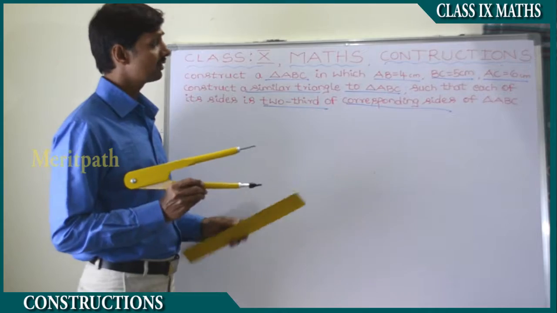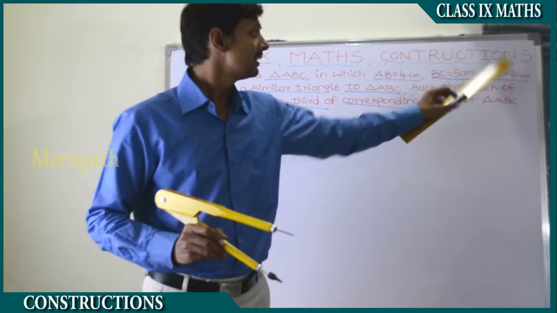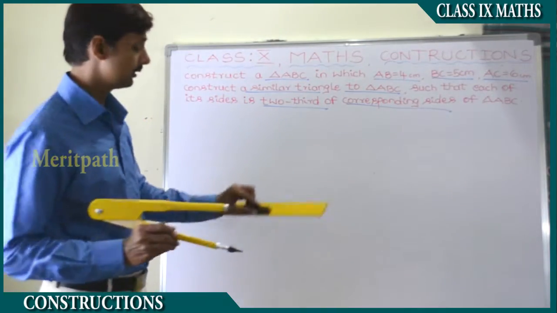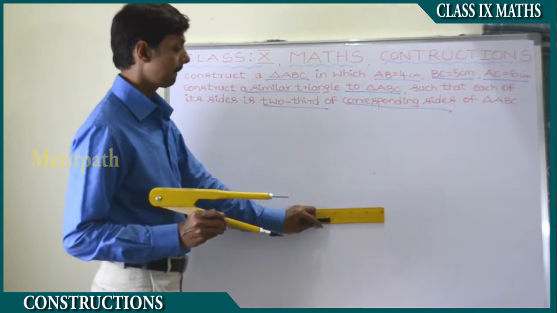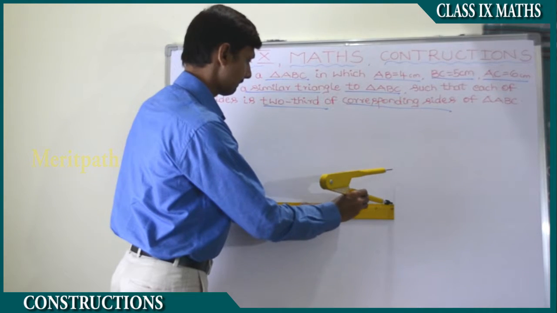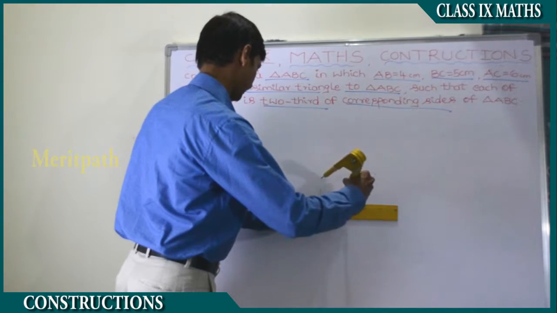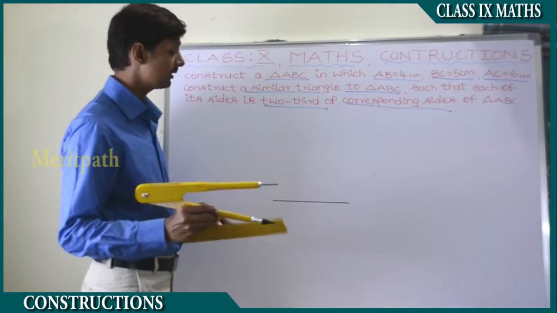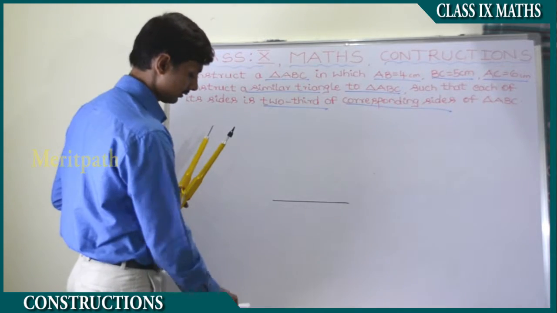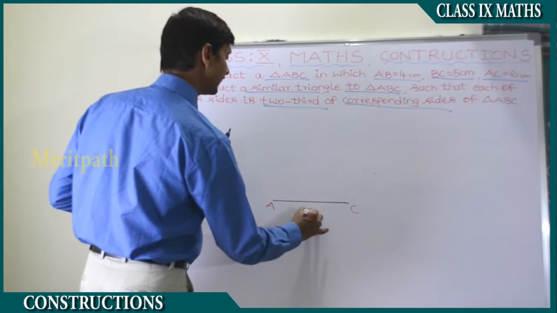Here we can observe that AB is 4, BC is 5 and AC is 6 centimeters. And the largest side is 6 centimeters. So let's draw 6 centimeters as a base. Let us see, this is 6 centimeters, and name it as AC. AC is 6 centimeters.